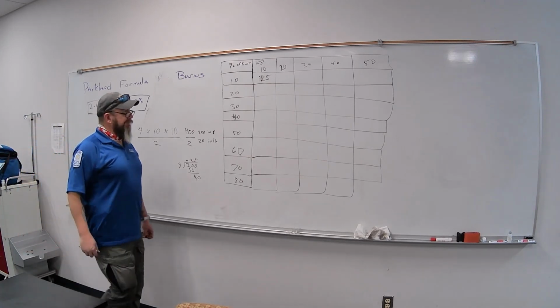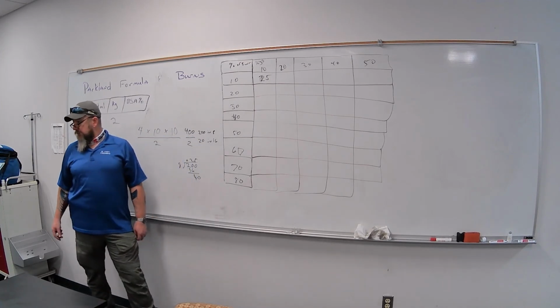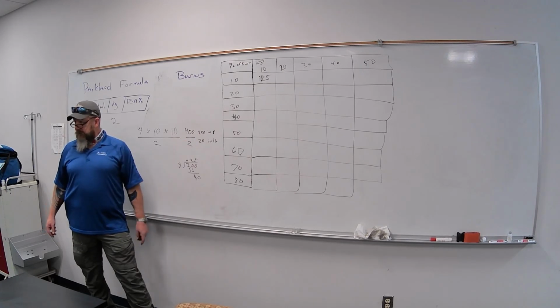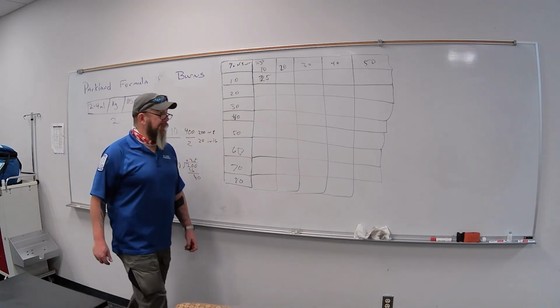Can you do the 20? Pick one where the answer is not in the book. So the 20 kilogram column by 20% BSA. Alright, so let's do 20 by 20.